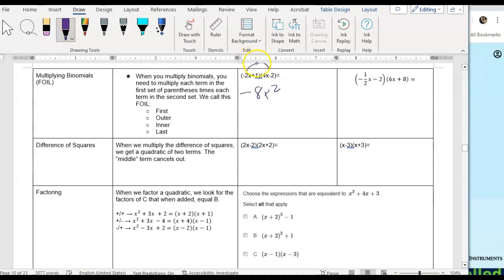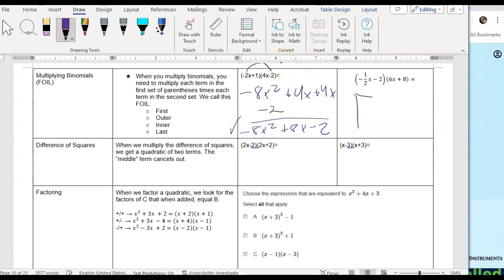And then outer, so negative 2x times negative 2 is positive 4x. Inner, 1 times 4x is plus 4x. And then last, negative 2 times 1 is negative 2. You can combine that to be negative x squared plus 8x minus 2 is our answer.